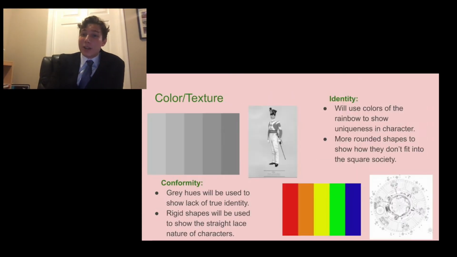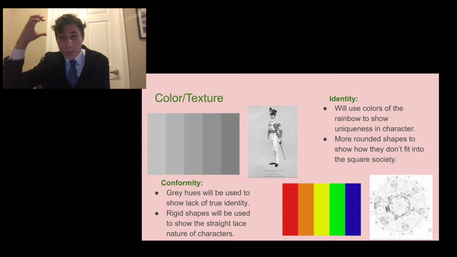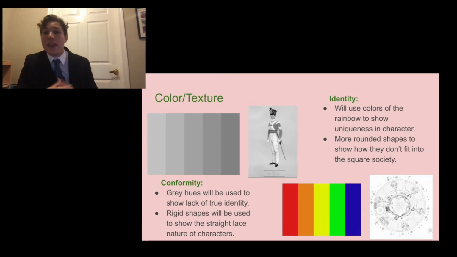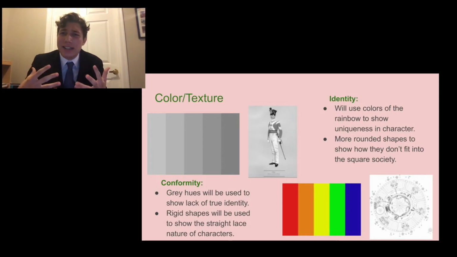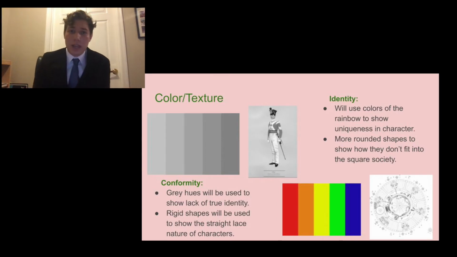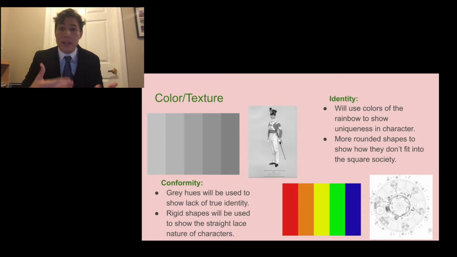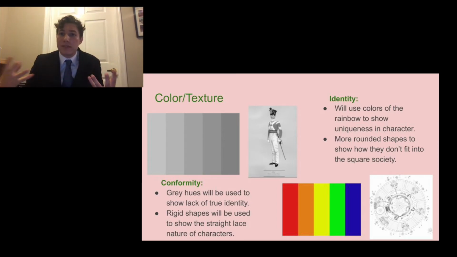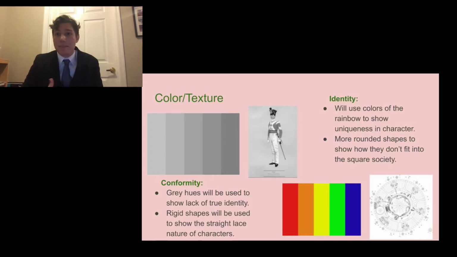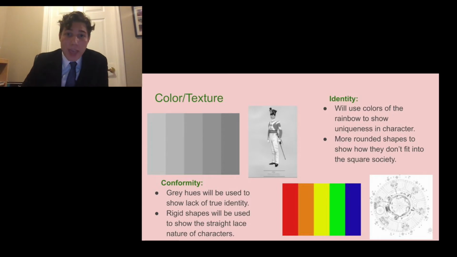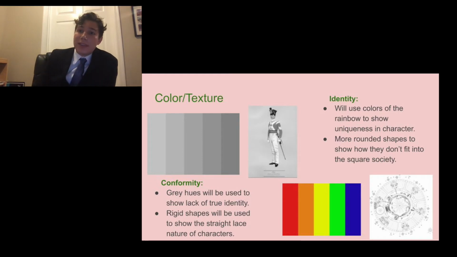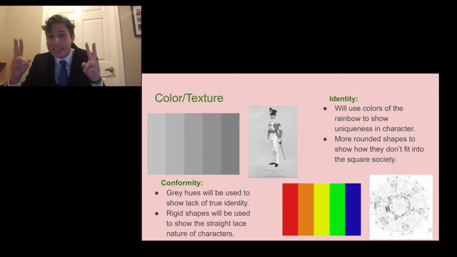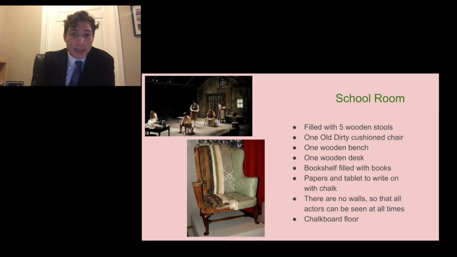But before that, let's talk about color and texture. For conformity, we said just lots of gray hues that show their lack of identity, and then lots of rigid shapes. As you can see in the British uniform, there's lots of sharp angles, which is basically what we're going for. And then for identity, we were thinking lots of colors and vibrancy to their characters to show how they're not identical, they're different. And then more rounded shapes to show that they don't fit into this square society.